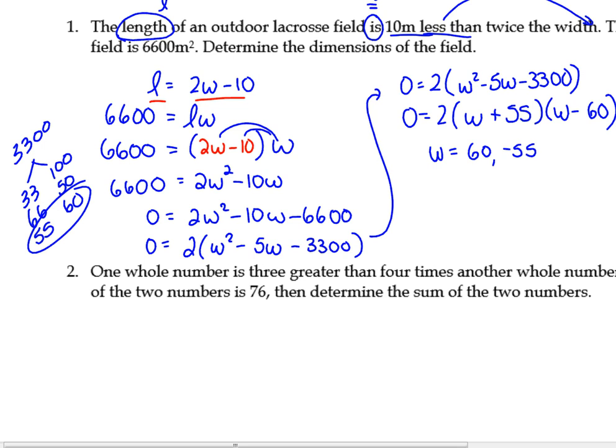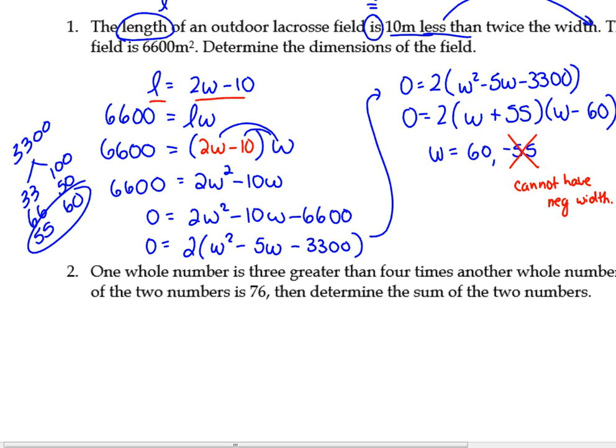Can I reject one of those answers? Yes. Negative 55. Why do I reject this guy? It's a dimension. Cannot have negative width. Okay, can't have a negative width. So our width is 60.